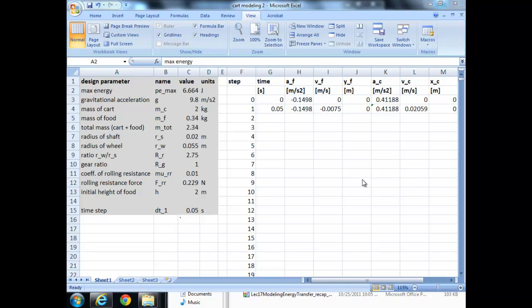You will be given a spreadsheet like this to use for your DPA-8 modeling, and so what we're going to do here is just walk through the spreadsheet, talk about what you'll be given and what you'll need to do, and how you'll use the spreadsheet to do the modeling that you need to for the DPA.